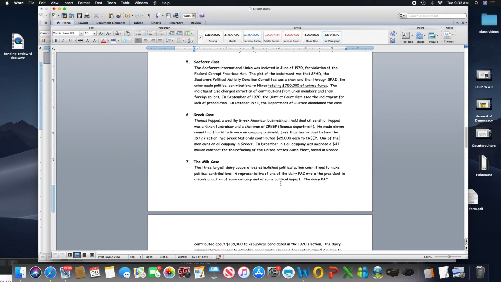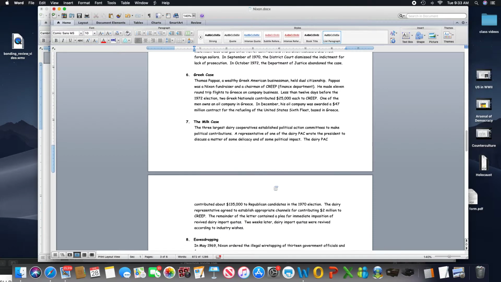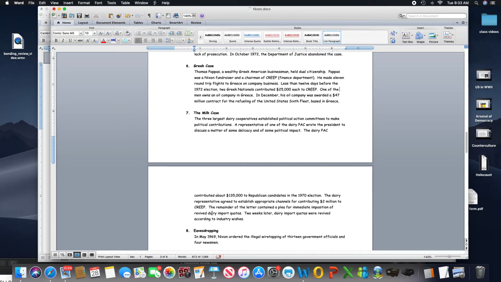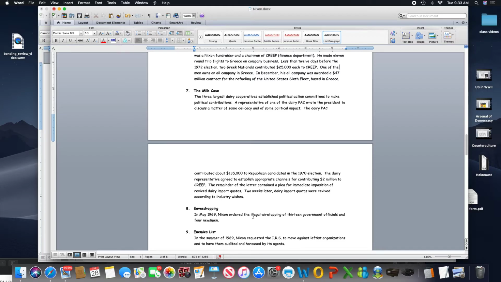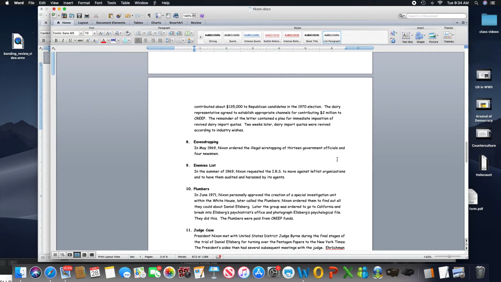The milk case is another situation where it's an illegal contribution. They put up dairy import quotas to reduce competition for milk. Okay, so that's the last one that's going to go in illegal contributions. And now we switch gears here.